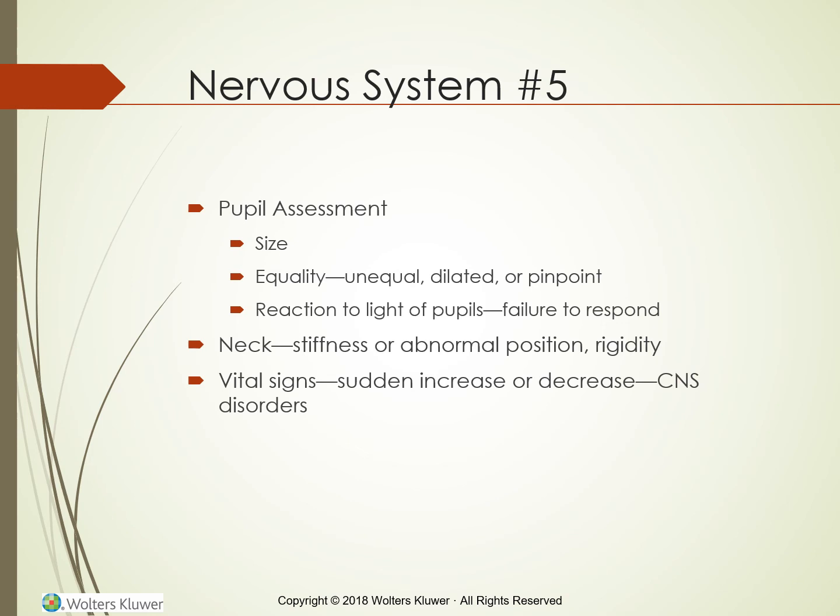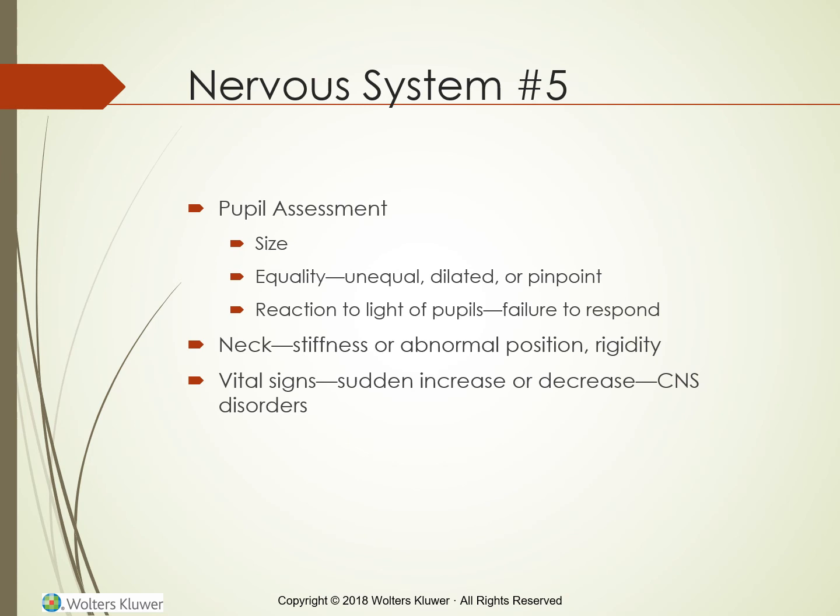Neck. The neck is examined for stiffness or abnormal position. The presence of rigidity is checked by moving the head and chin towards the chest. This should never be done if a head or neck injury is suspected or known or trauma to any part of the body is evident. Range of motion of the neck may be affected in older adults because of arthritic changes.